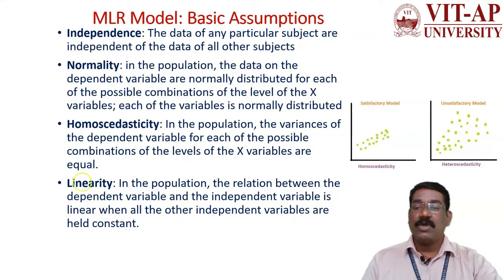The next one is homogeneity: in the population, the variance of the dependent variable for each of the possible combinations of the levels of the X variables is equal.